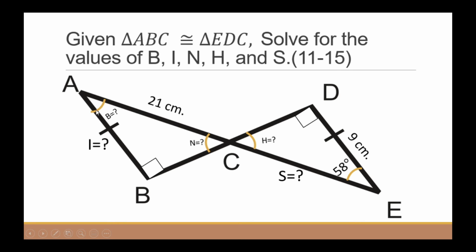So we have here, this is B. So yung value ni angle A, yun yung sagot nyo sa B. I, eto naman yung length ni side AB. N is the measure of angle BCA, eto. H, that is the measure naman nung ka-vertical ni N, which is angle ECD, eto naman si H. And S is the length of side CE, eto ang S. So base dun sa ating mga given measurement, what will be the measure of the following? B, I, N, H, and S. So that is for 5 points, test 2.